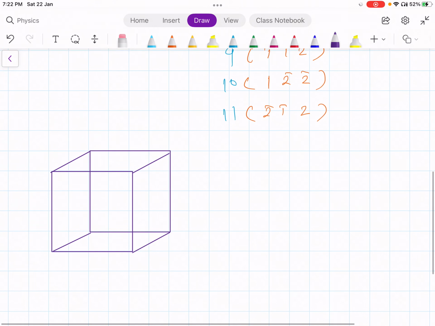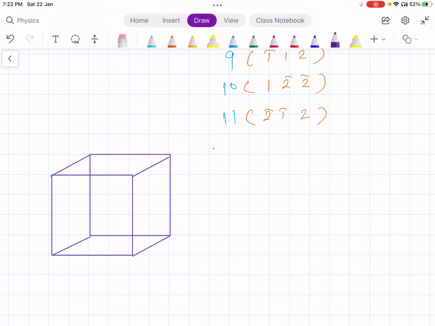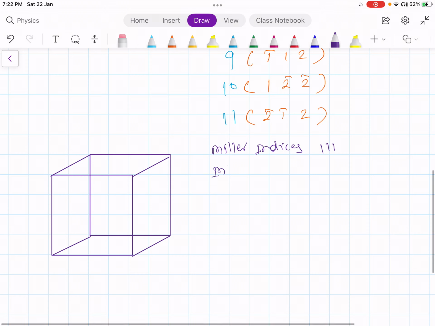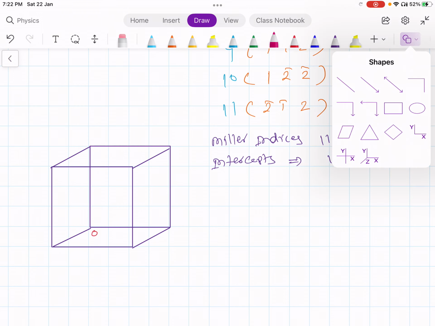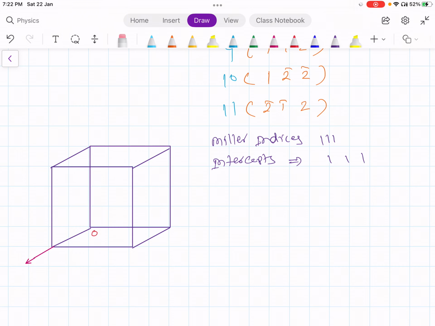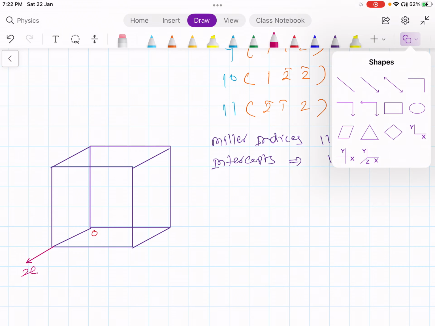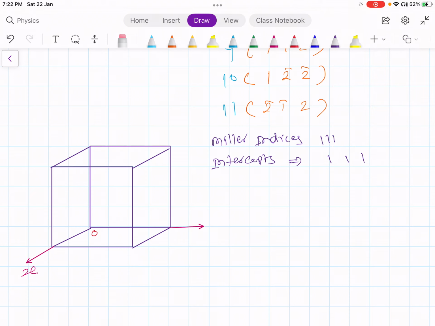The Miller indices of the first plane are 1, 1, 1, and so the intercepts of this plane on the axes are also 1, 1, 1. You have to just take the reciprocal of that. All are positive, so we are going to consider this as the origin. Then you have to mark the axes. Always this is x, this is y, and this axis is z.